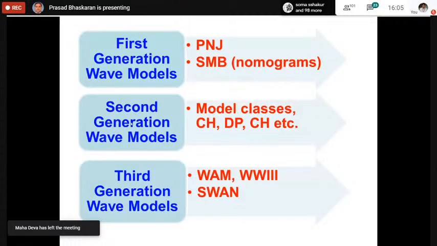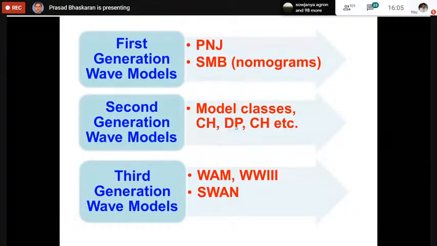Then after that, you had the second generation models. You have so many classes called coupled hybrid, discrete parametric, then coupled discrete. Of course, there is a spelling mistake. It should be CD, it should be coupled discrete, etc. There are so many categories in that. And in third generation models, we have the WAM model that was developed by the Max Planck Institute from Germany.